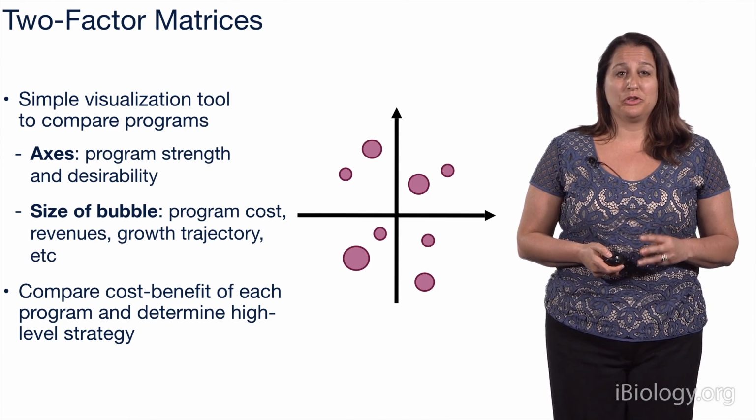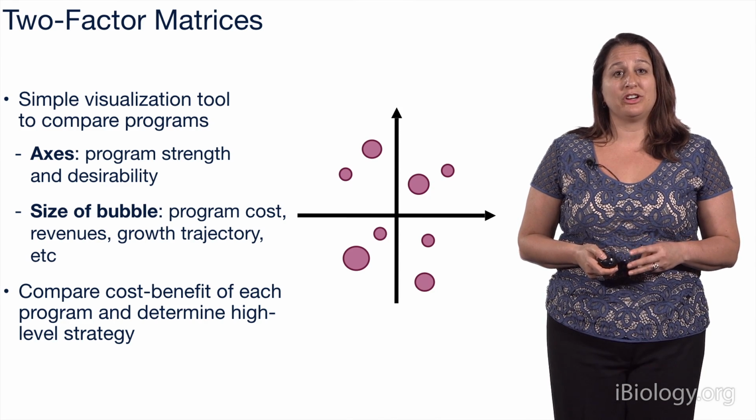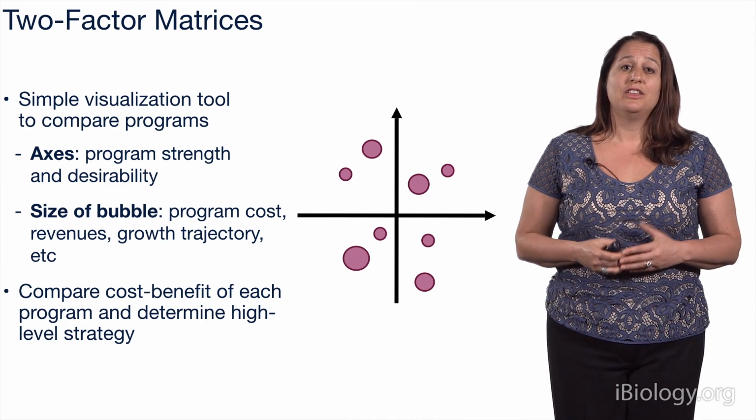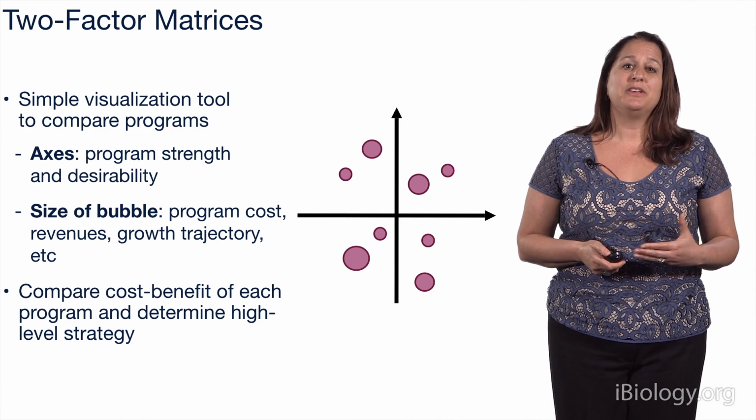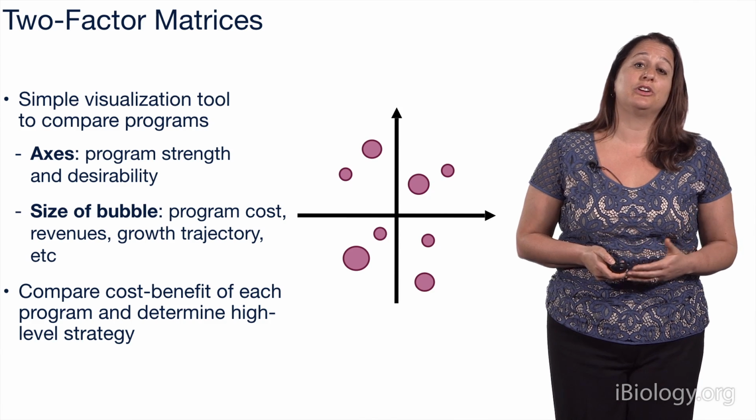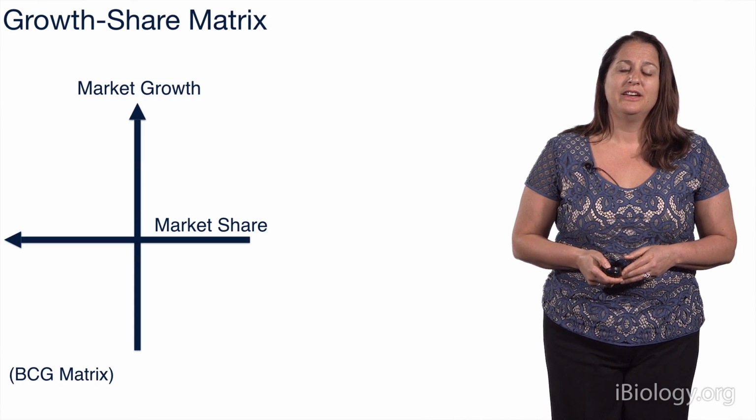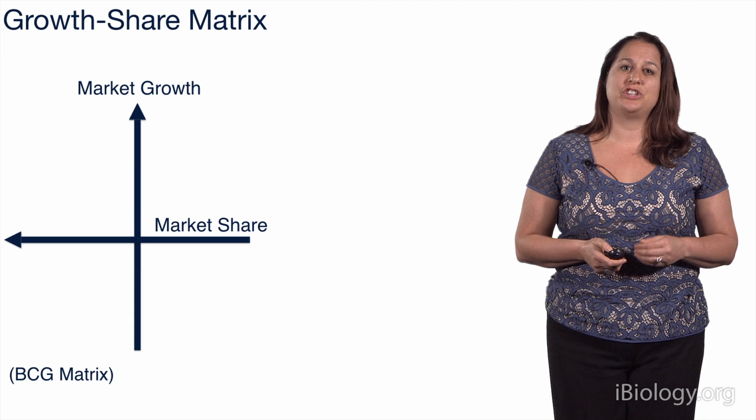I'm going to now walk you through 3 different examples of a 2-factor matrix, but I want you to keep in mind that there are many different variations you could choose from, and in developing a strategy, it's best to pick those factors that are most critical for your setting. Here's the first example. This is a growth share matrix.